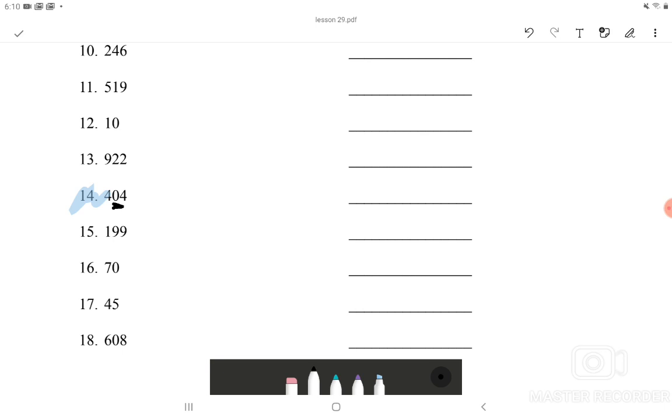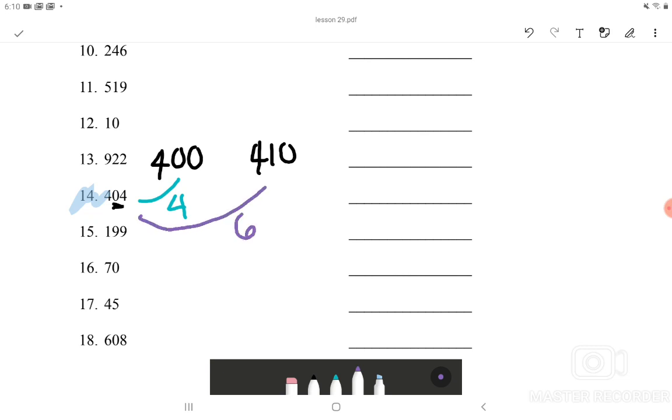Now we will be looking at if 404 is closer to 400 or 410. Between 400 and 404, there is 4 difference, and between 404 and 410, there is 6 difference. Because 400 and 404 is closer, we would round down this time to 400.